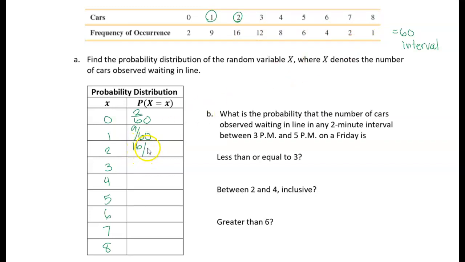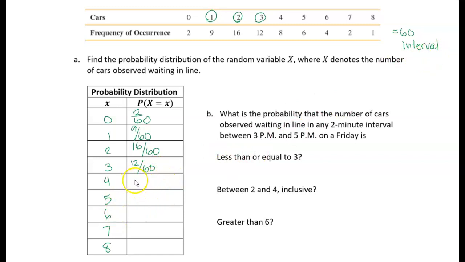All right, so we could consider the probability, if this is a representative sample, that it would be 16 out of 60. Okay, how many times did they record 3 cars waiting in line? Well, 12, right? So 12 of the time intervals out of 60, they recorded 3 cars waiting in line, and so on. So we're just going to take the frequency of occurrence out of the total number of intervals that were recorded, right?